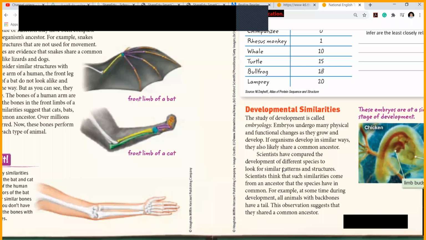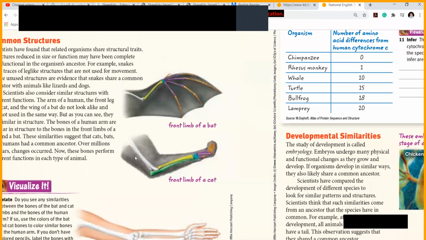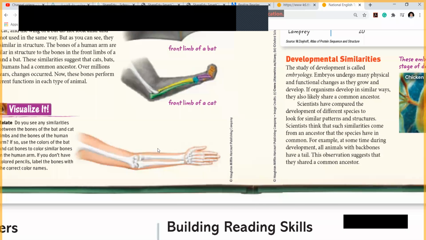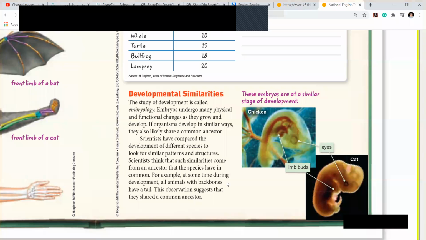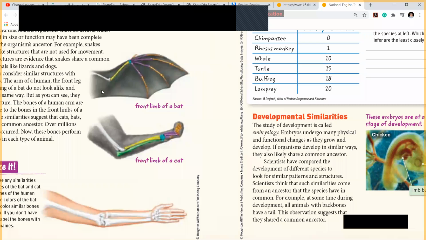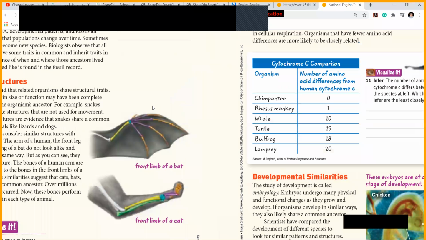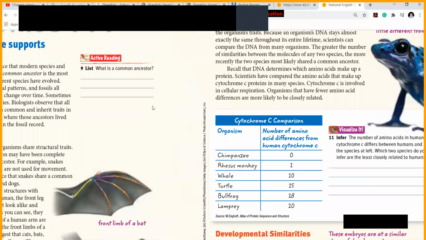Now here they have shown the limbs, the hands of this. These are the limbs, for the cat and the bat. They look different. No, it's not different. They're showing you different limbs. Do you see this white and yellow color? They're not saying completely the same. This is just similar.